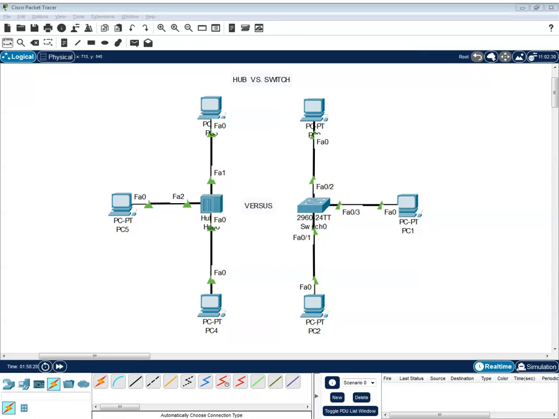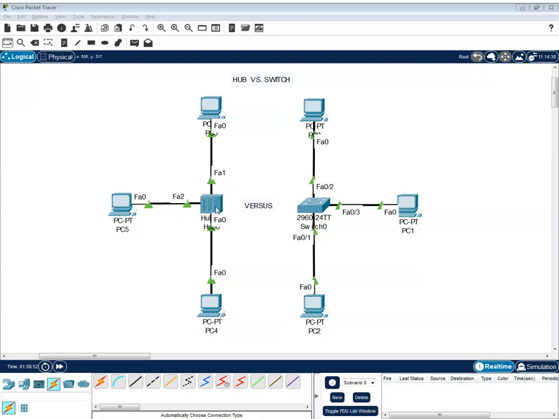And for today's video, we will discuss hub versus switch. As you see on this hub, there are three computers connected to this device, which is the hub. And the same on this switch, there are three computers connected to the switch. So what is the difference between these two?